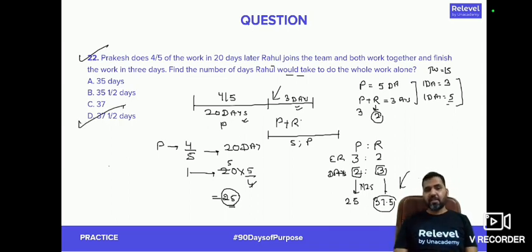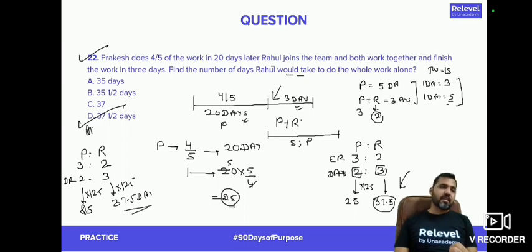So Rahul alone will be doing the work in 37.5 days, which is the correct answer. See, it's very easy once you know the ratio. The days ratio would be 2:3. This person is doing the work in 25 days, so this person will be doing the work in 37.5. So D is the correct answer to the question.